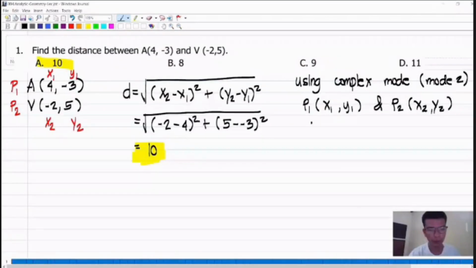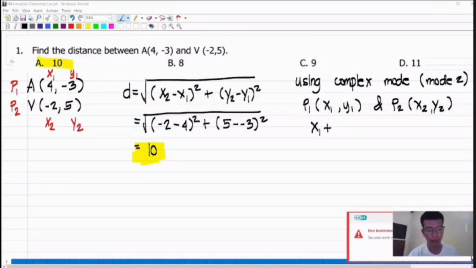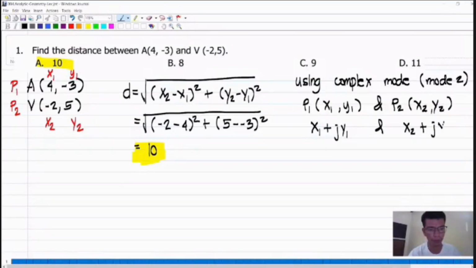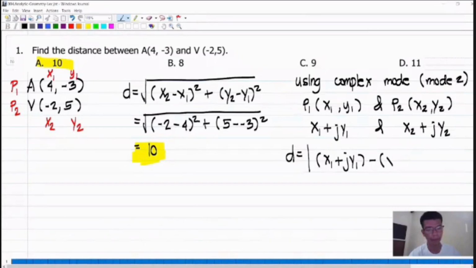So x sub 1, y sub 1 will become x sub 1 plus the j of y sub 1, and the second point will be x sub 2 plus the j of y sub 2. So solving for the distance, that will be the absolute value of the first point in rectangular form, x sub 1 plus j y sub 1, minus the second point, x sub 2 plus j y sub 2. So absolute value.